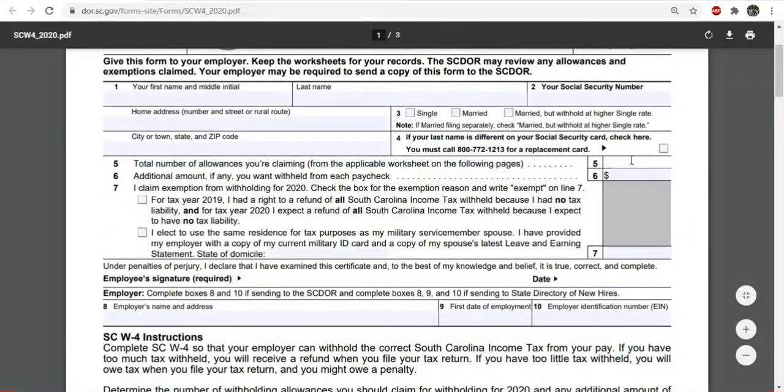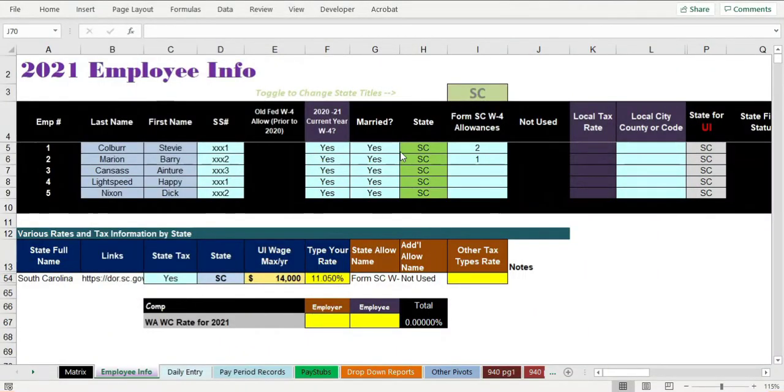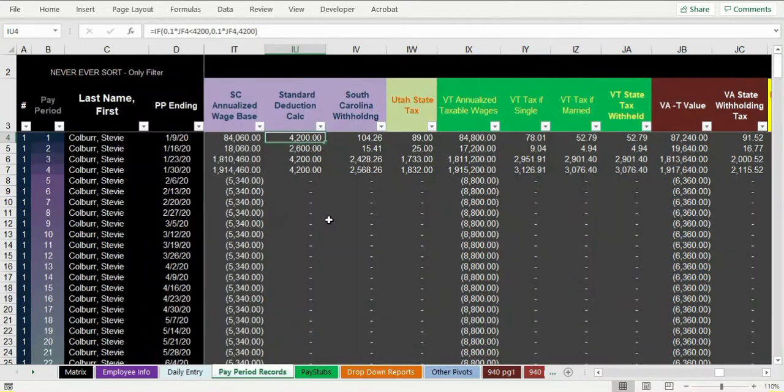Once you get that allowance number right here, 1, 2, 3, whatever it is, that's what you're going to use for the payroll file. That's what's going to be right here, Form SCW4 allowances. You're going to put that in there. You don't need to worry about a filing status. Don't worry about any of that. How do you calculate it? It's not too bad.